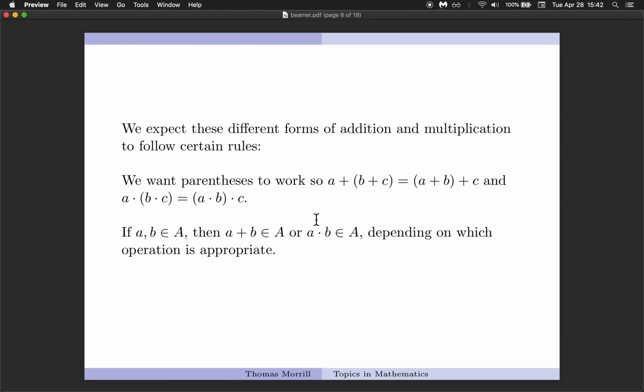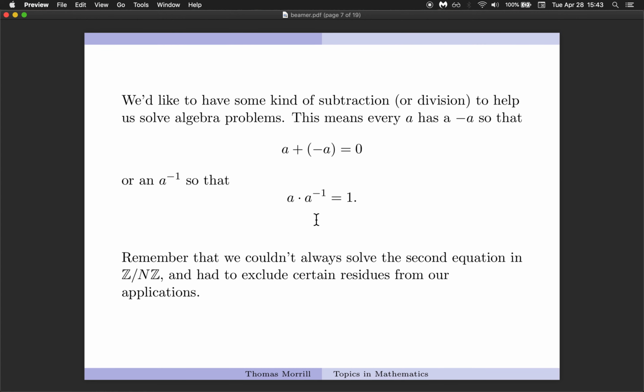So the question that this raises is, what sorts of rules are universal for all sorts of mathematics, all sorts of addition, all sorts of multiplication? Let's go on for a couple more common things.